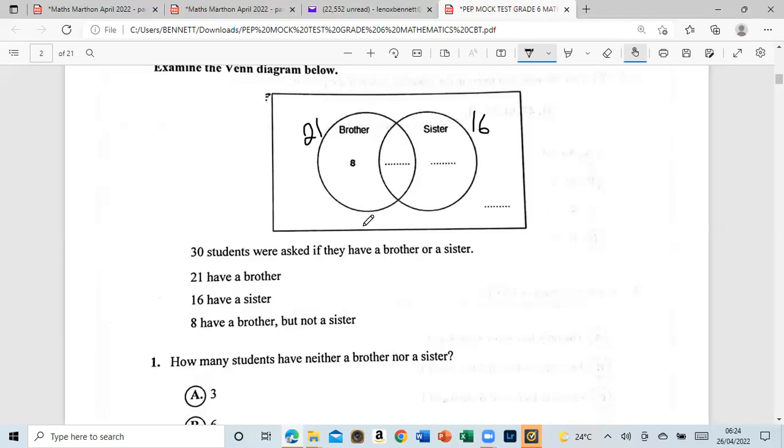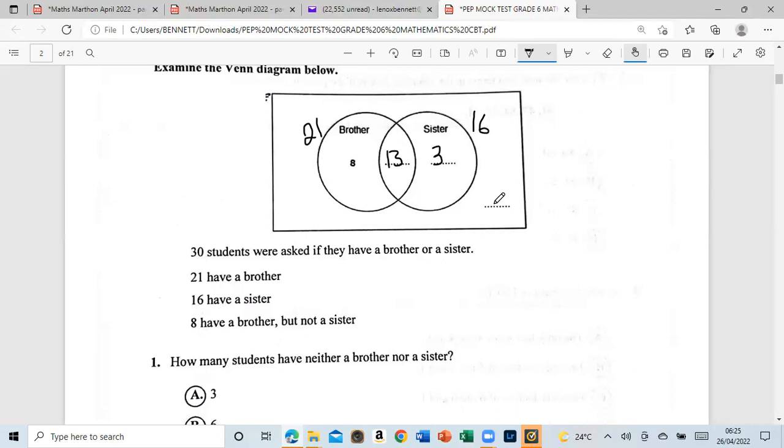Alright, so they say 21 have a brother. So what it is saying is that all of this combined should give 21. So all we can do is subtract 8 from 21, and that will give us this number right here. So that's 13. Reminder, this 8 is brother alone, but no sister. So this is a combination, and this gives only 21. And from here, it's kind of a cakewalk. It says 16 have a sister. So that means 13 and what makes 16? That would be 3.